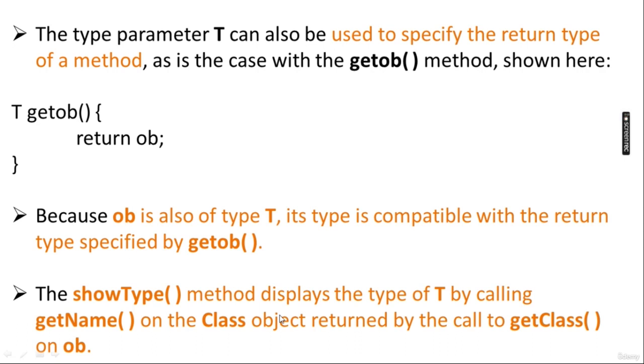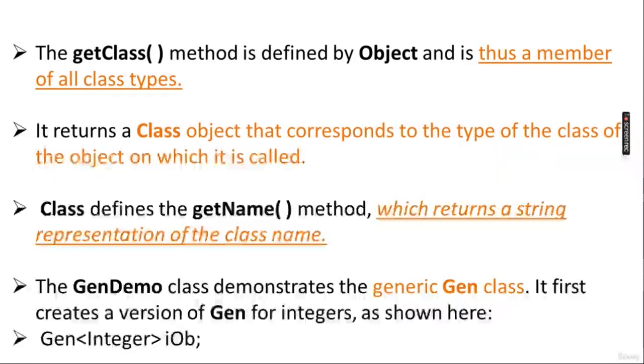ShowType will display which type generics type is replaced with, on the class object returned by the call to getClass on object. That is our display output: java.lang.Integer, java.lang.String, etc. The getClass method is defined by the Object class and is thus a member of all class types.